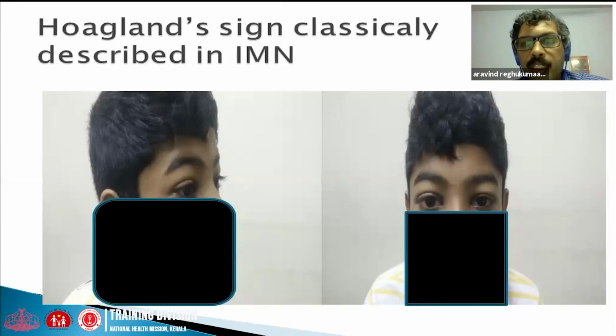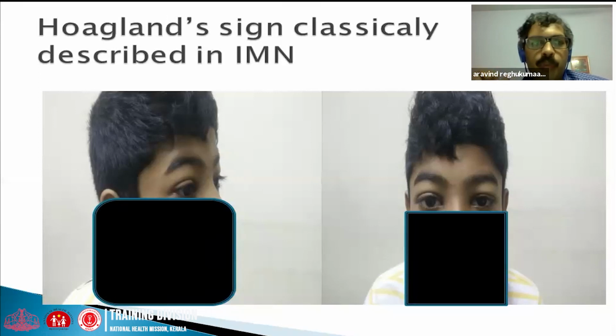One of our patients, you can see that he has bilateral upper lid painless edema without conjunctival congestion. This boy has painless bilateral upper lid edema, with no conjunctival congestion and no tenderness. This is referred to as Hoagland sign. Hoagland sign is classically seen in infectious mononucleosis. So the boy is having this pharyngitis with this sign.